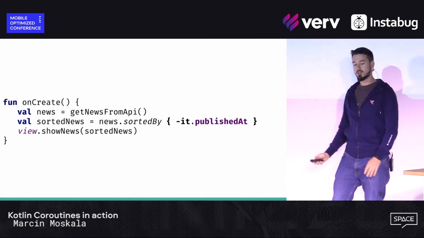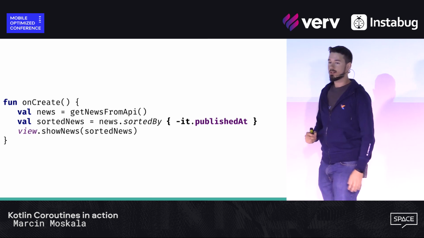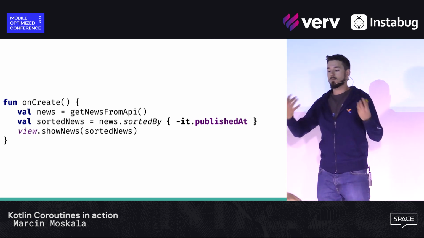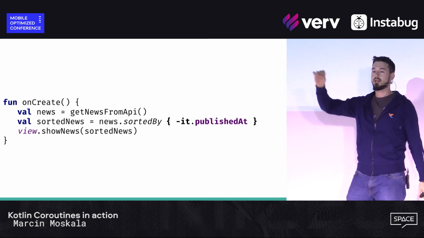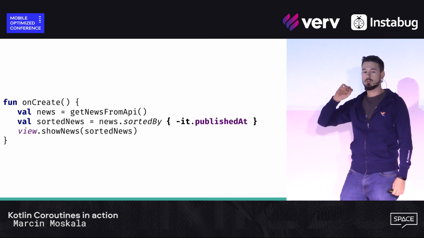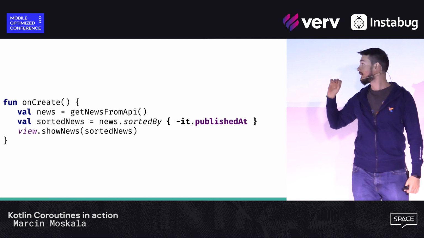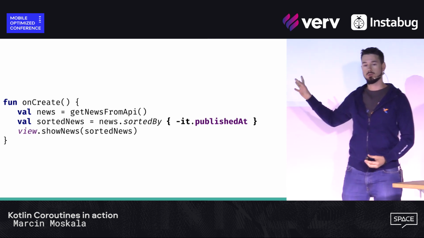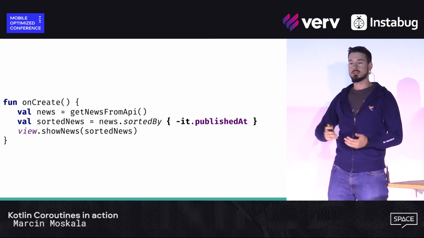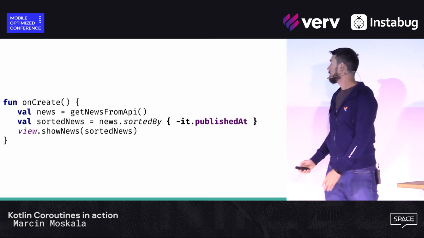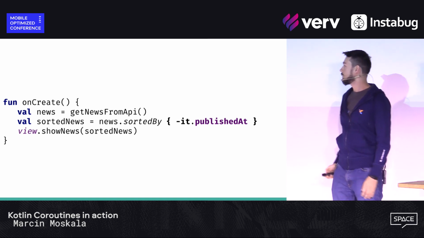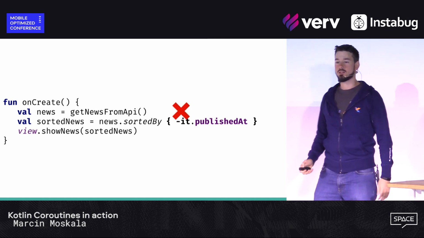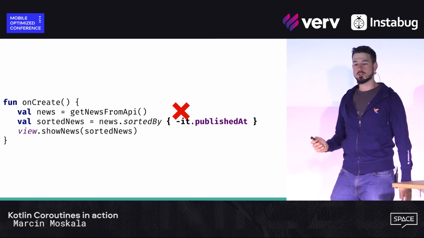A typical front-end development problem looks like this. We have some function in which we obtain some data from the server, we do some simple processing, in this case just sorting, and we display it on the view. Of course, this is not how programming works. It cannot work this way because we would block the main thread. So here we would have an error that it cannot run a network operation on the main thread.